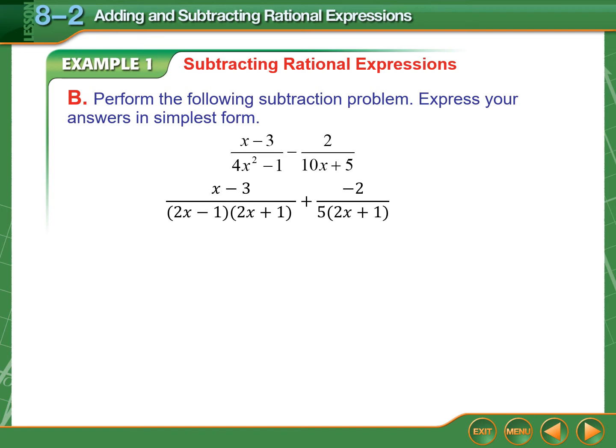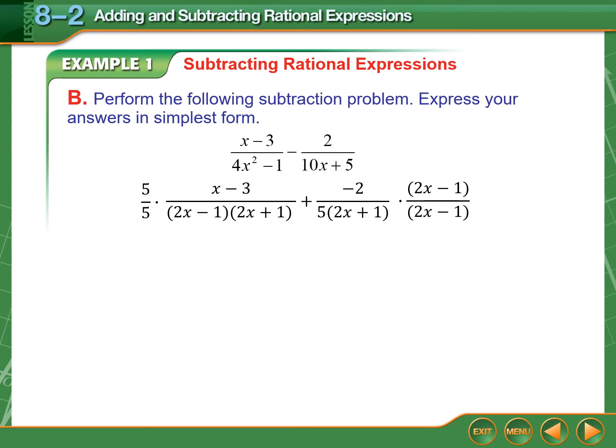Now, let's go back. We have to have the same denominators, and by far, this is not the same denominator. So let's talk about it. I have 2x minus 1 and 2x plus 1 on the left. Then I have 5 and 2x plus 1. And remember, we have to share all the different factors together. Each different factor has to be represented to its highest exponent. So in the left one, the only thing I need is a 5. But in the right one, the only thing I need is a 2x minus 1. And so there you go. Our denominators look great. They look like they will be the same.